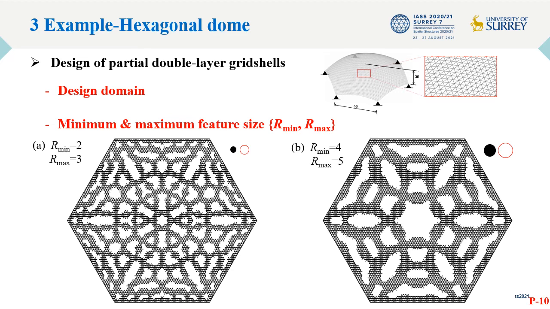Here comes our third example, a hexagonal dome. A uniformly distributed load is considered. The optimal structural layout with both minimum and maximum feature size control are shown here and are used to guide the design of partial double-layer gridshells.